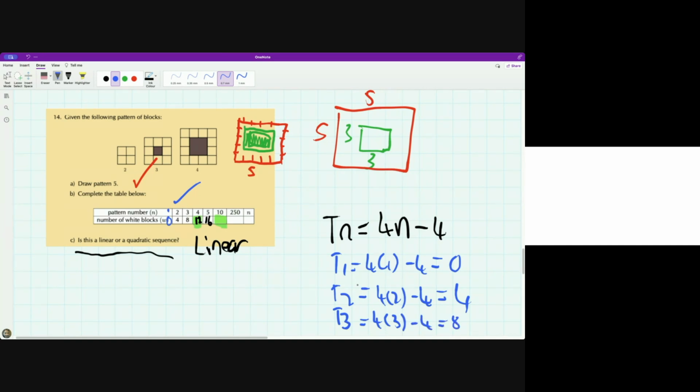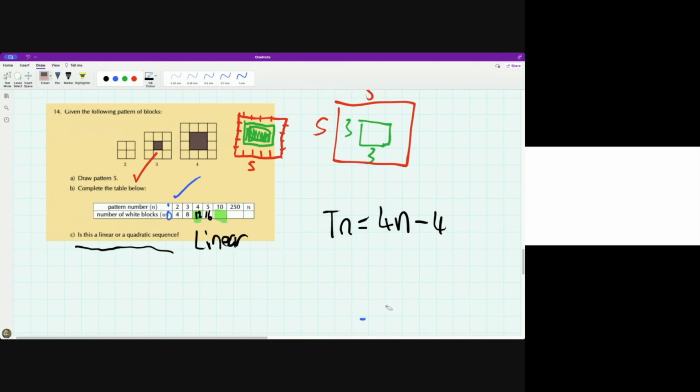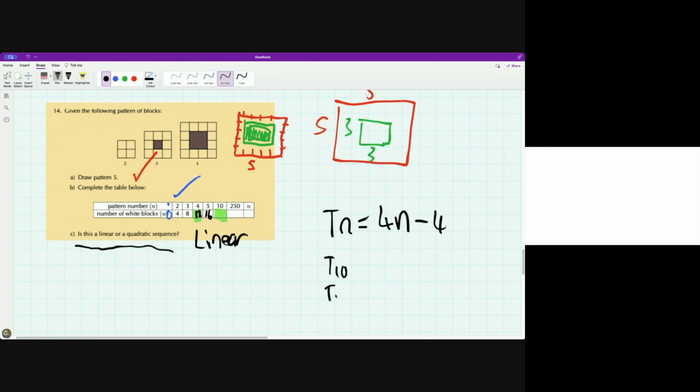okay, I feel like you have got a formula. Give me a thumbs up if you understand why this pattern in black describes this. Okay, fantastic. We're all happy with that. Now, can you find me what T10 is? And can you find me what T250 is? Cool. And can you find me what Tn is?